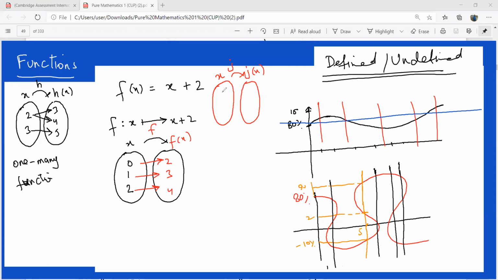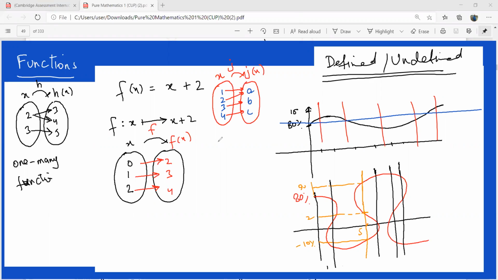Let me show you here. Suppose you have 1, 2, 3, 4 and A, B, and C. This one has the same image as this; two has this image, three has this image, four has this image. So this is a defined function, okay?